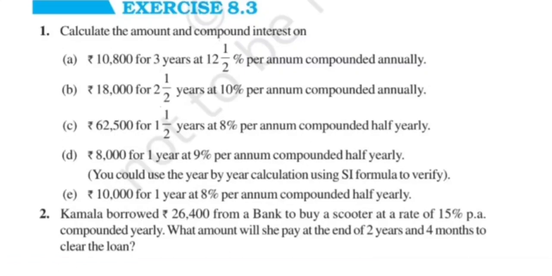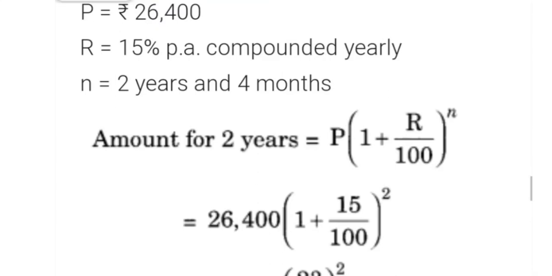Now see question number 2. Kamla borrowed rupees 26,400 from a bank to buy a scooter at a rate of 15% per annum compounded yearly. What amount will she pay at the end of 2 years and 4 months to clear the loan? Okay, let's see the solution. So here principal is given 26,400 and rate of interest is given 15% per annum compounded yearly, and time is 2 years 4 months. So here first we will find for 2 years, means here first we will find the amount for 2 years.